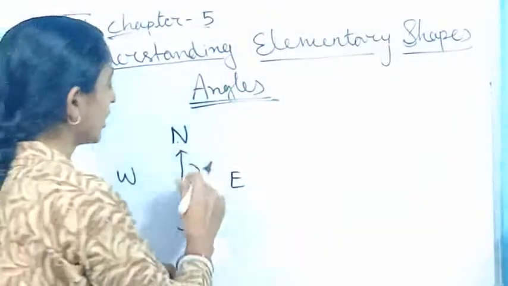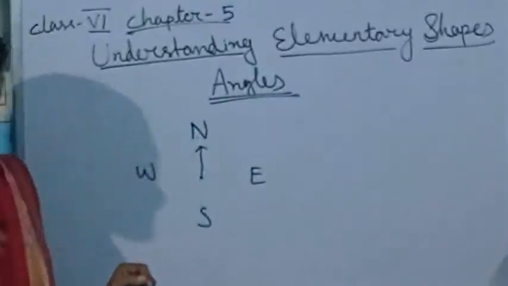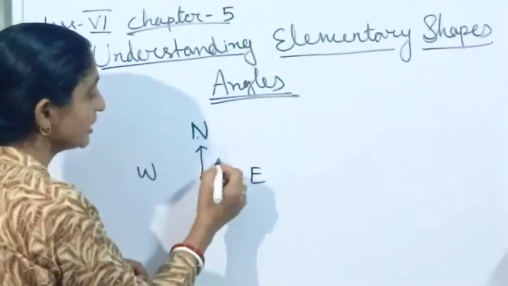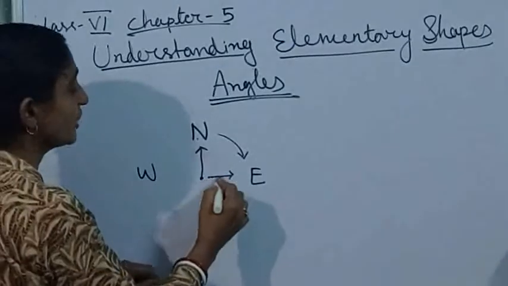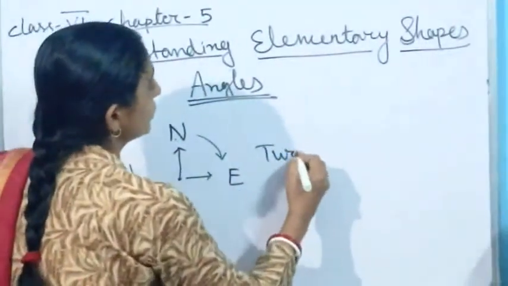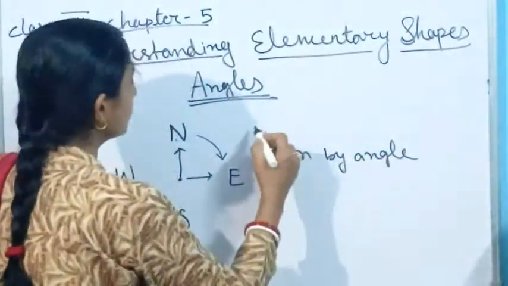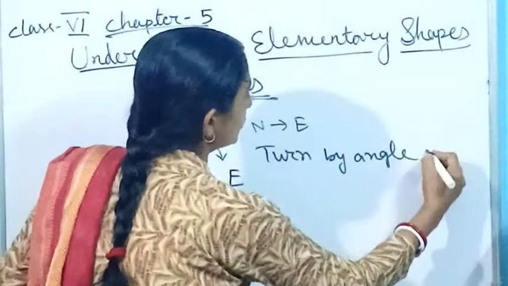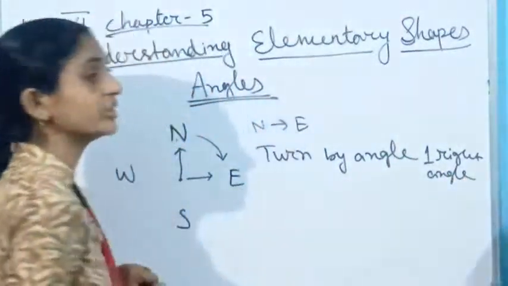Before we come to that, first let me clear up the right angle. When will it be a right angle? If from north you are turning towards the east, that angle of your turning will be one right angle. One right angle means 90 degrees.